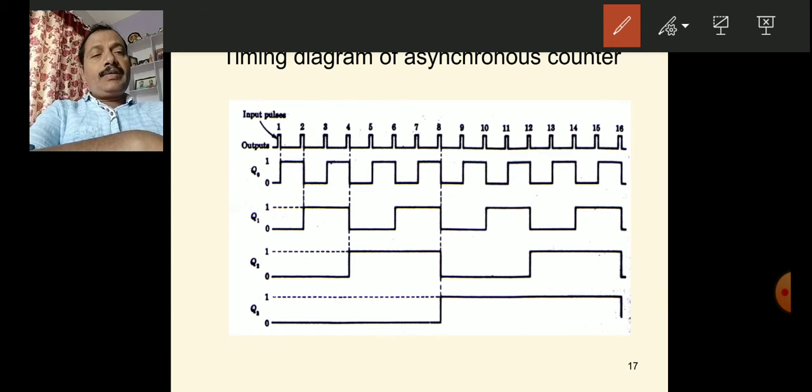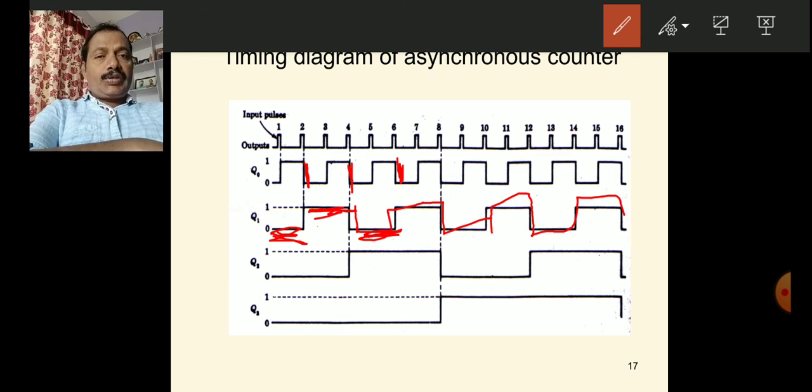So now observe here, there is a negative edge here. Hence, Q1 is complementing its previous output. Previous output is 0 and it is complemented to 1. Next negative edge, hence the 1 is complemented to 0. In the next negative edge, this 0 is complemented to 1. For each negative edge, it is complementing its previous output. So the Q1 timing diagram is also clear, I hope.